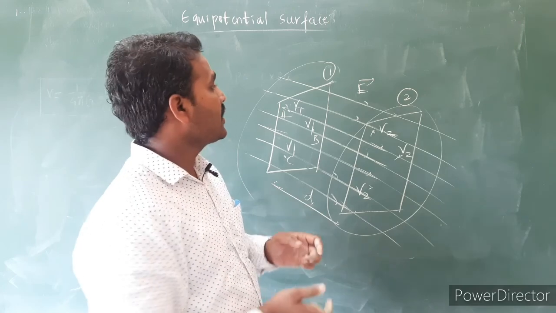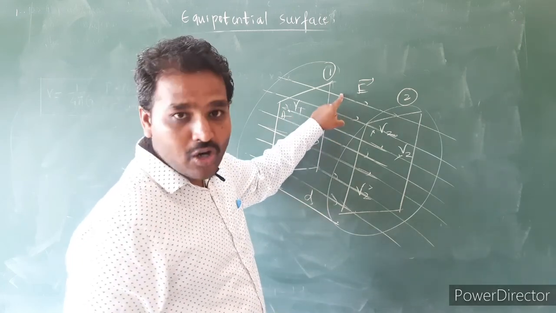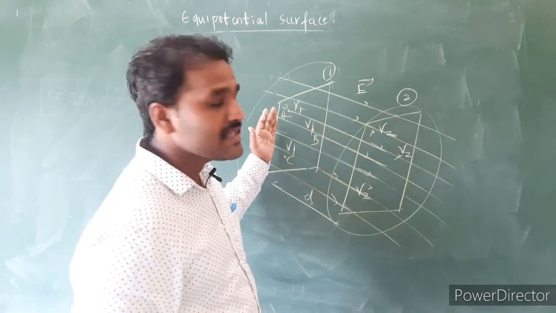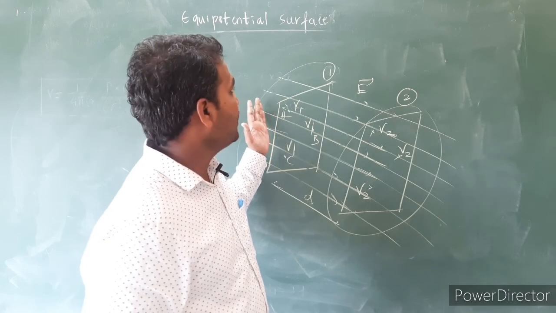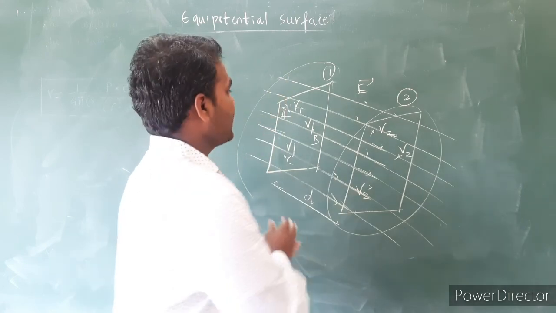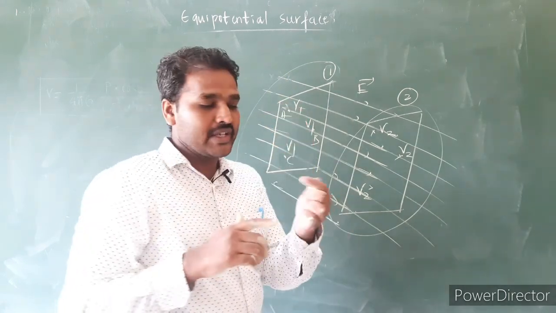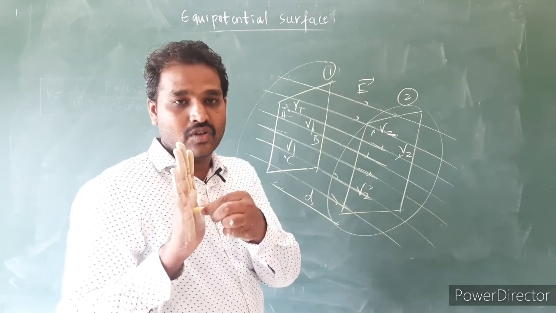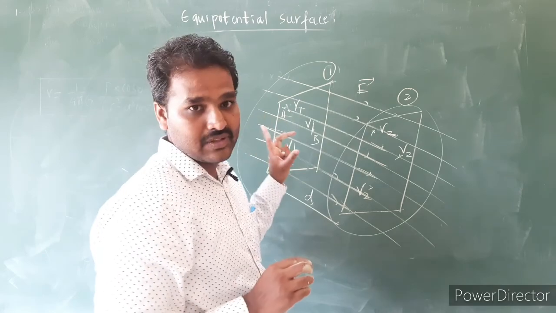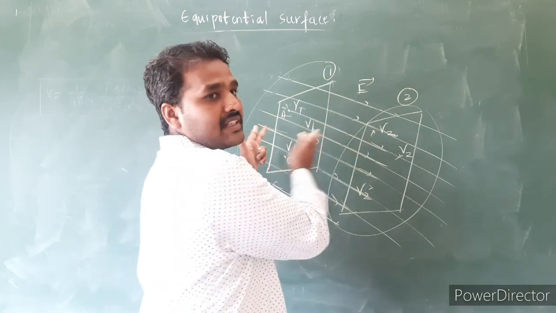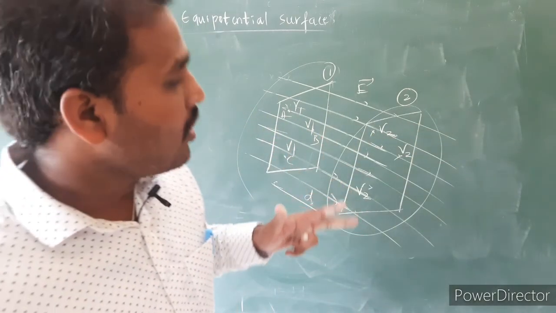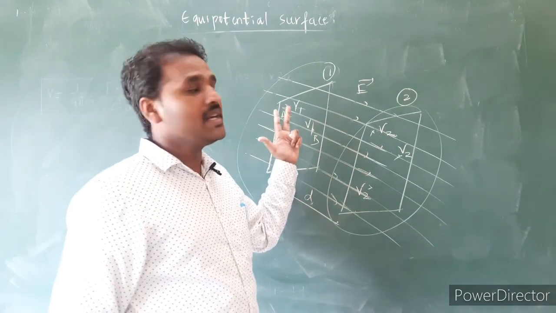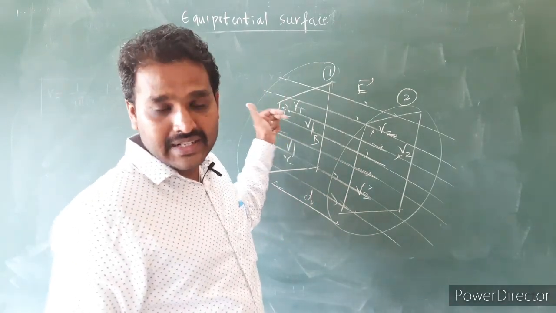So, when we have a uniform electric field, this is how we have the equipotential surfaces, and these equipotential surfaces will always be perpendicular to the electric field lines. Okay. So, this is another condition. All these surfaces, you can consider any number of surfaces, all those surfaces will always be perpendicular to the electric field.